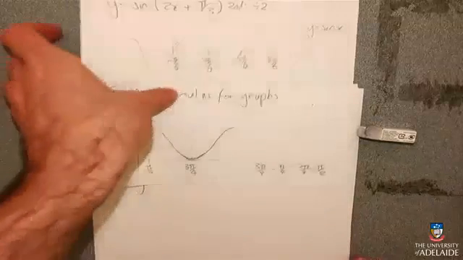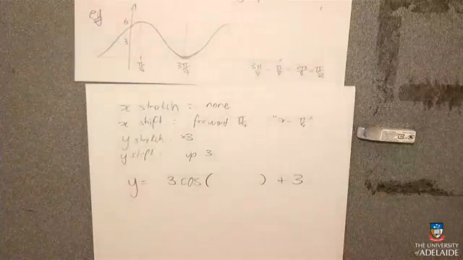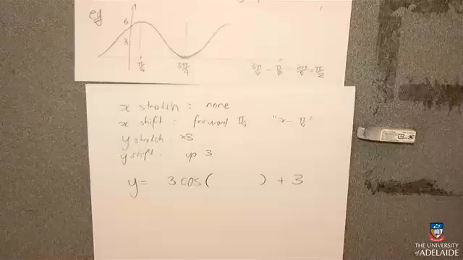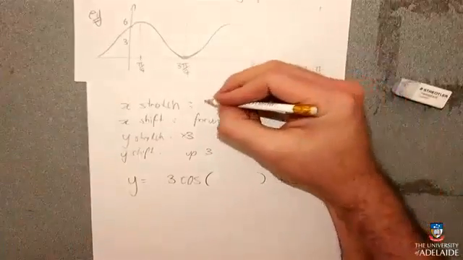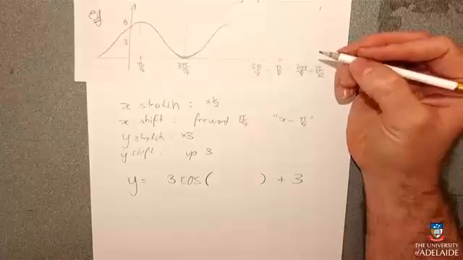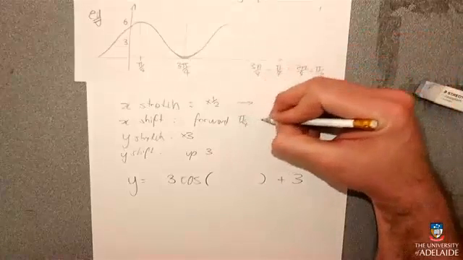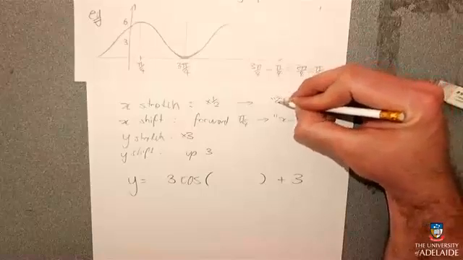So my x stretch is not none. Let's just go back to that. We've actually halved it, right? It looks like it's times a half. But what that means is that we've actually done sort of 2x.